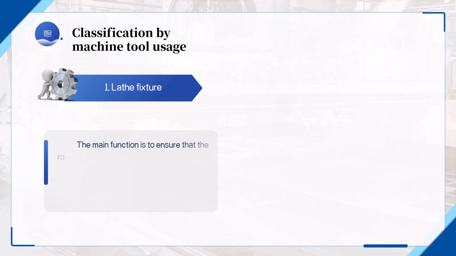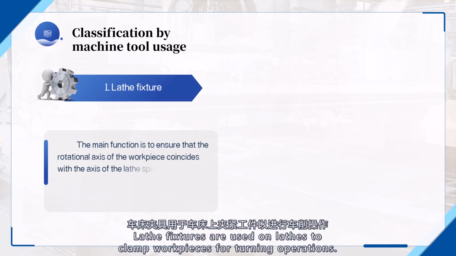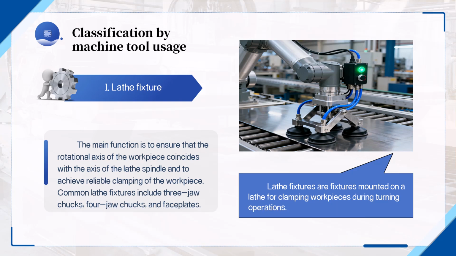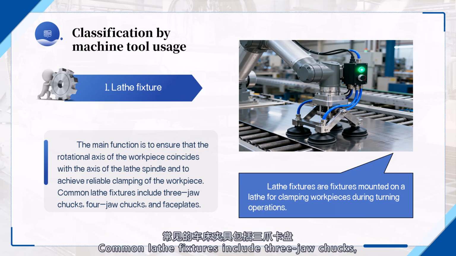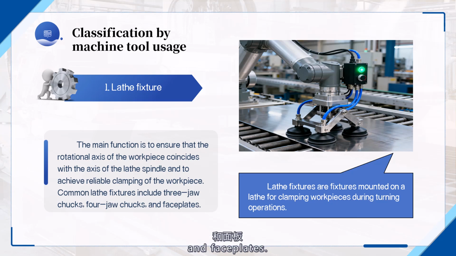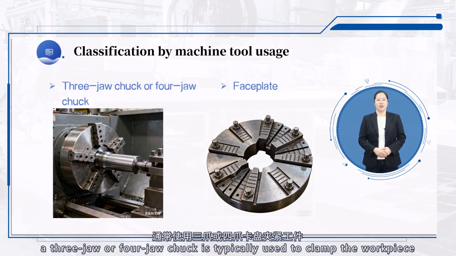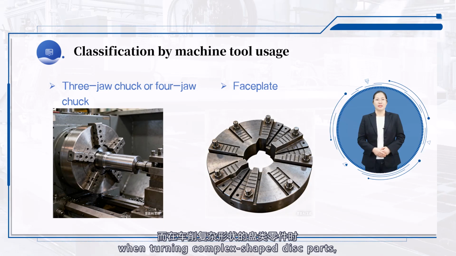Lathe fixtures. Lathe fixtures are used on lathes to clamp workpieces for turning operations. Their main function is to ensure that the rotational axis of the workpiece coincides with the axis of the lathe spindle and to achieve reliable clamping of the workpiece. Common lathe fixtures include 3-jaw chucks, 4-jaw chucks, and faceplates. For example, when turning shaft-type parts, a 3-jaw or 4-jaw chuck is typically used to clamp the workpiece. When turning complex-shaped disc parts, a faceplate may be used for clamping.